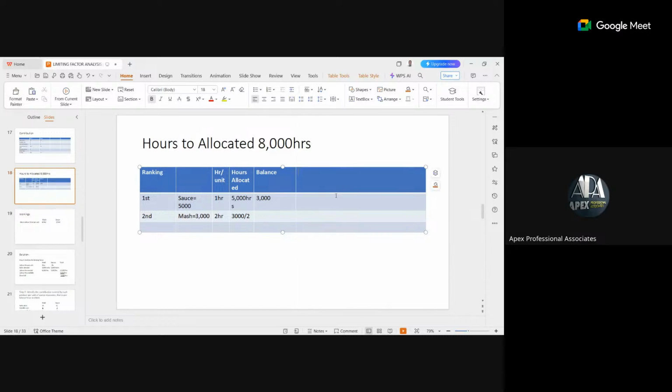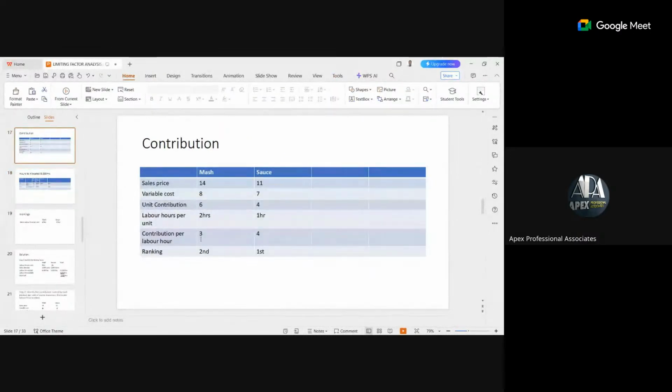So the units produced here is still 5,000. That is the optimal product that can be produced. At this point it will be 1,500, because we can only produce 1,500 units using 3,000 hours. So this is based on allocation of 8,000 hours in relation to the product that will give us the highest contribution per labor hour.